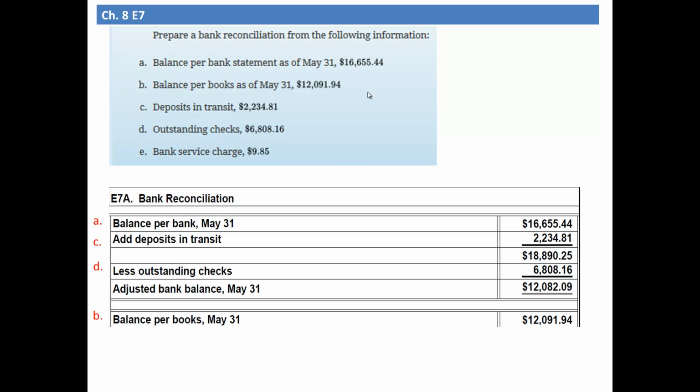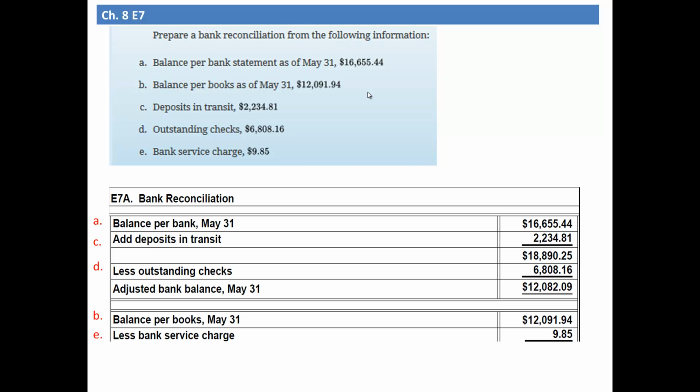Our cash ledger account says that we have $12,091.94. But we have some other things that have happened, such as a bank service charge. When the bank charges your account a service charge, they automatically take it out of your bank statement. So that was already subtracted out of our bank statement. Now what we have to do is make sure that we do a journal entry and subtract that amount out of our cash ledger account, which is our checkbook.